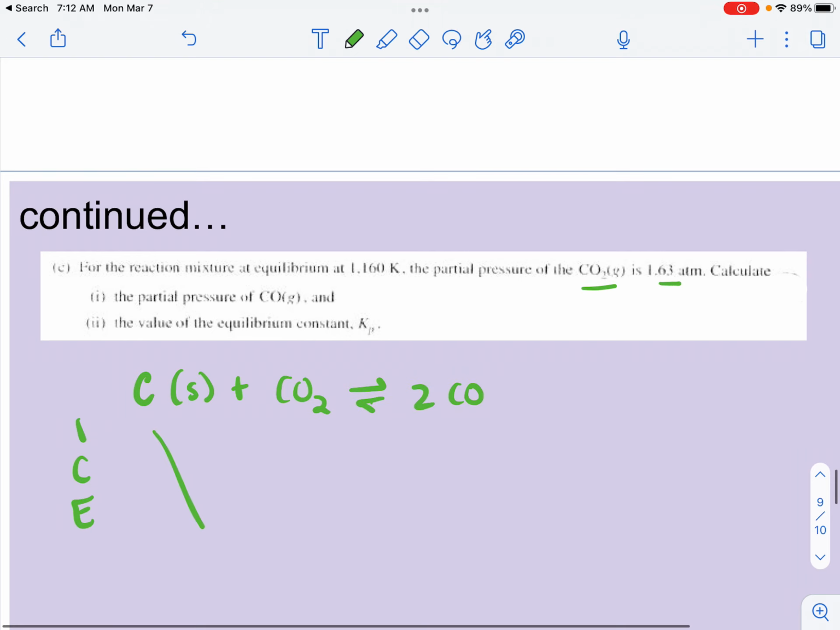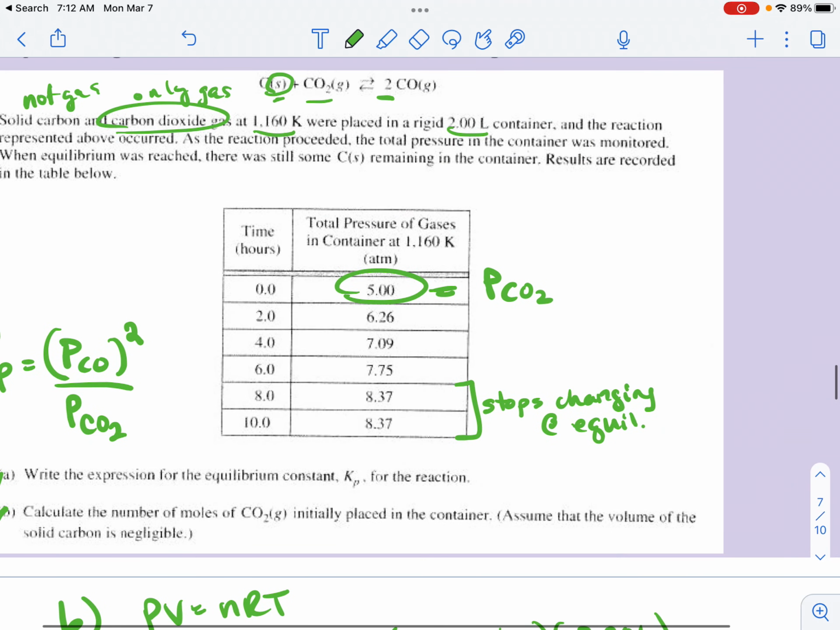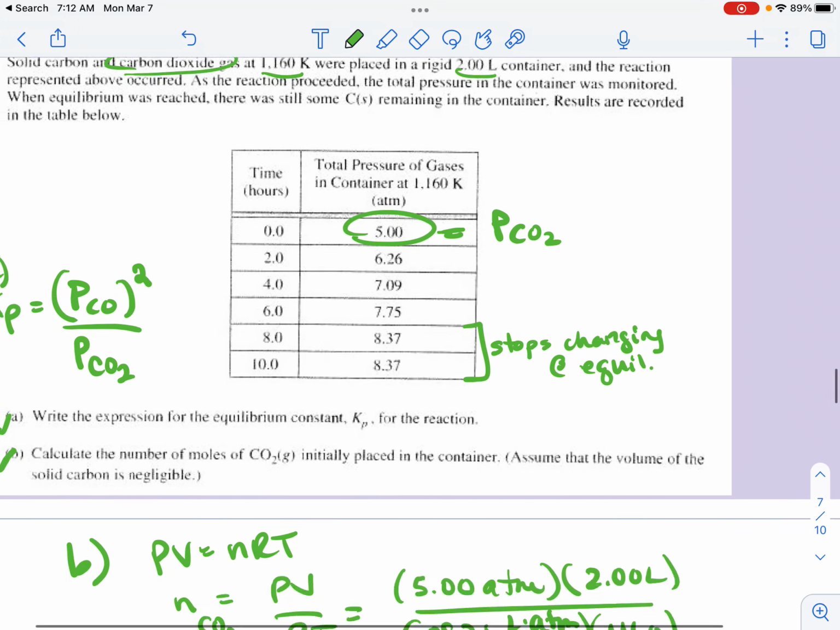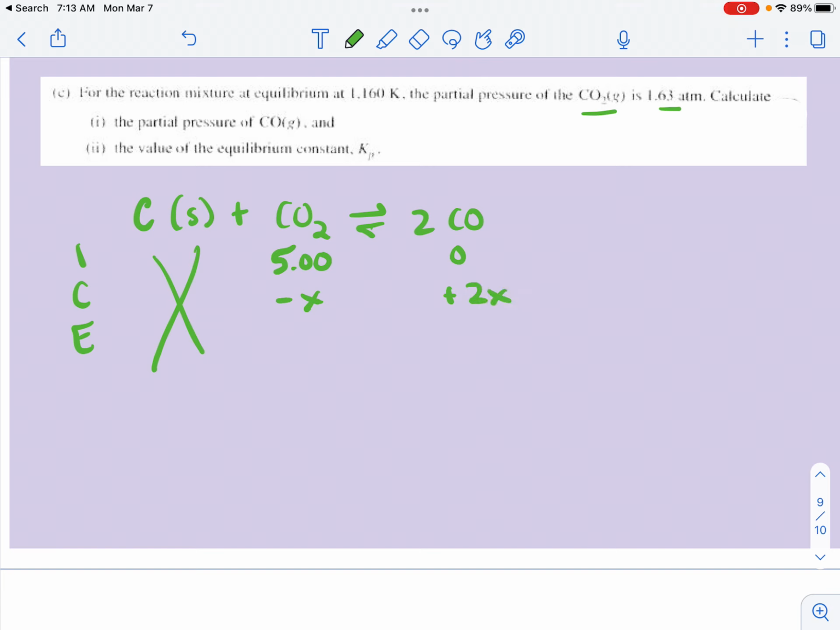Okay, so the carbon's a solid, so don't consider that. You need to be really careful with that. And from this chart, remember, we know that the initial pressure of the carbon dioxide was 5 atmospheres. So I'm going to put 5 atmospheres in here, and this was 0 because they started with only the carbon dioxide. So this is going to change down by x, and this is going to change up by 2x, which gives me 5 minus x and 2x as values. And I don't know K because that's what they're asking me to solve for in part B.